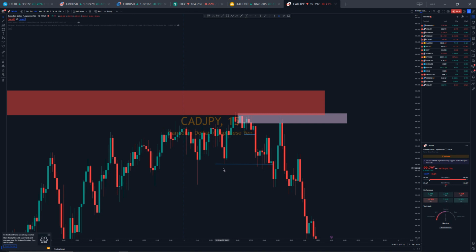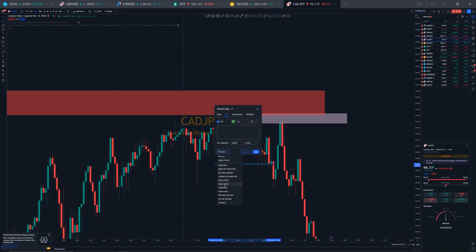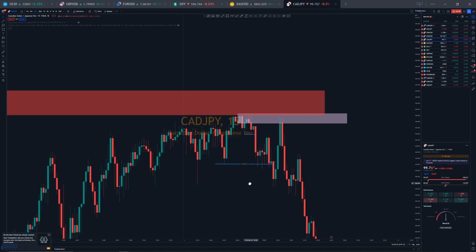So as you can see here, we had what you call a change of character. We had price going up, closing above the highs, and then this is the only time that price came and closed below this low. So this was our change of character. Let us just highlight it there, change of character, right?